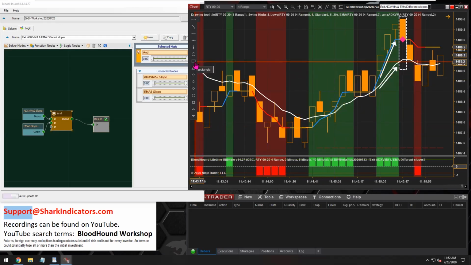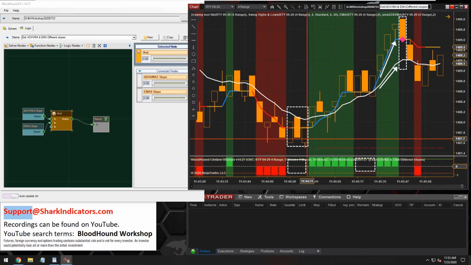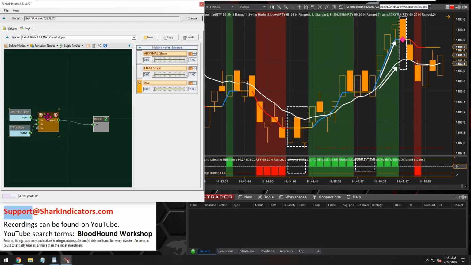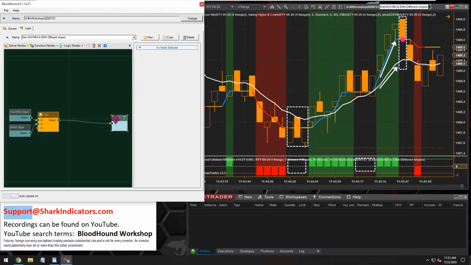So what Didier is interested in is the areas where there is no output, right? So if we look at BloodHound, there's no output there, no output there. That's what he's interested in. So to find that, I'm going to do a couple of things here. To find that, I'm going to use the inverter.